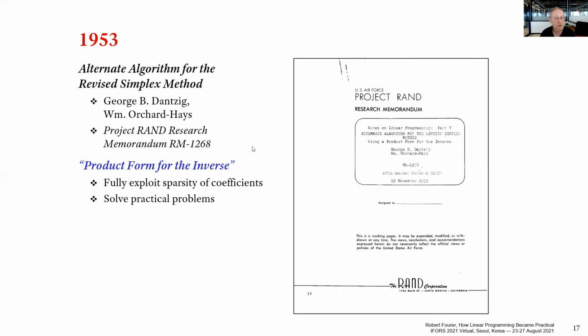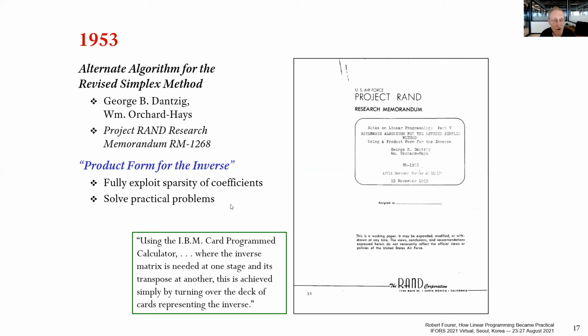And this paper introduced something called the product form for the inverse, which I'll describe momentarily. And for the first time, it was able to fully exploit the fact that the average variable appears in only a few constraints. And so the matrix of coefficients is mostly zeros. That's called sparsity. And for the first time, it was able to solve practical problems. So this was actually the paper where the simplex method became practical.